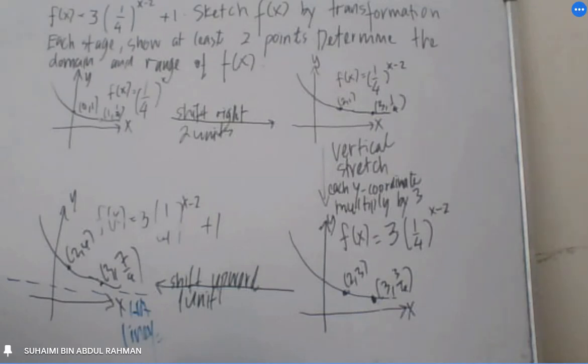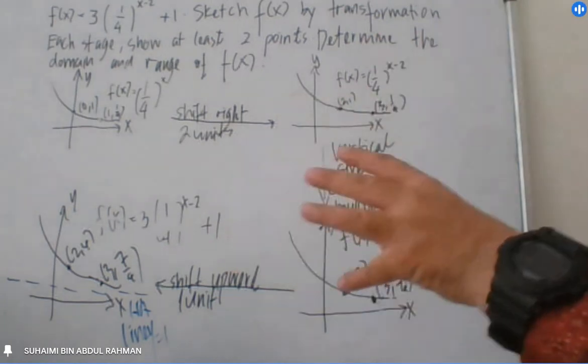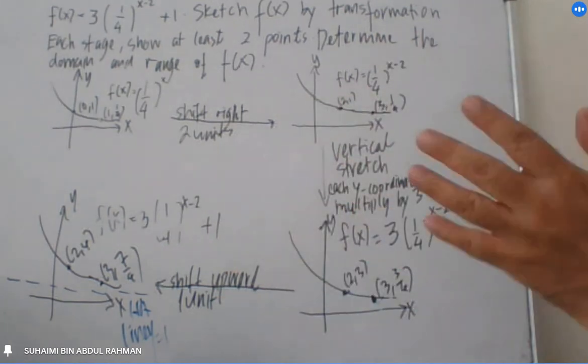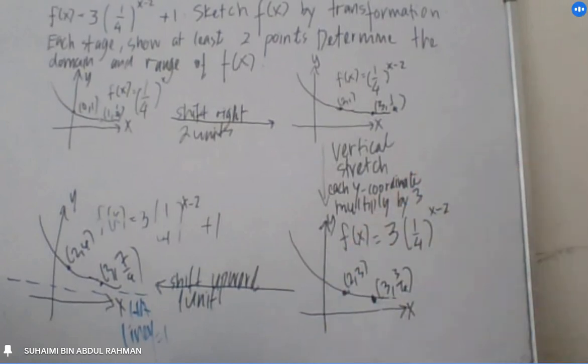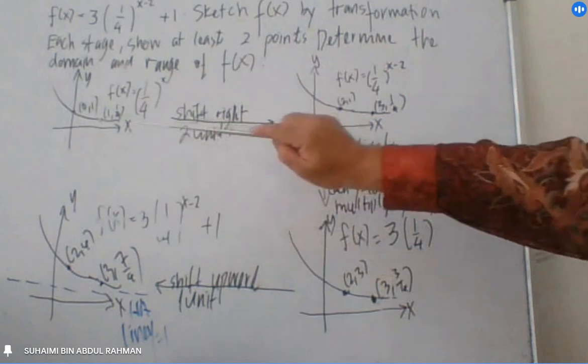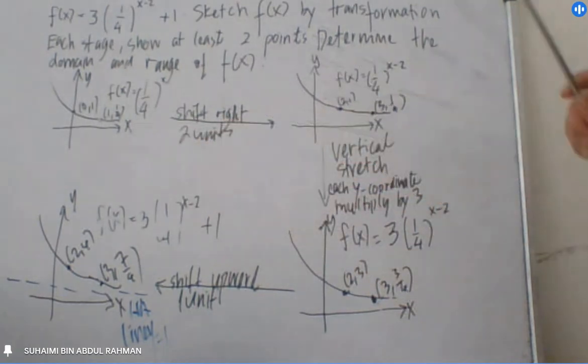Line of what? Y equals to 1. Y equal to 1. You look, that asymptote is not stuck at one place. It will go wherever the graph goes. In this case, the asymptote stretches from here to here because the graph is still there.